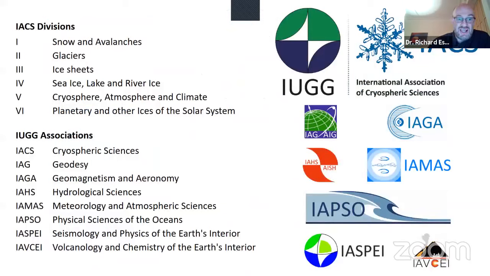Returning to IACS and IUGG, within the Association of Cryospheric Sciences, we have 6 divisions that cover different aspects of the cryosphere. And this is not just restricted to the cryosphere on Earth. Ice is the major constituent of many moons and planetary rings in the solar system. And it's not just water ice as well. There are other volatile substances like carbon dioxide ice on Mars. So IACS has a division that deals with research in those areas.